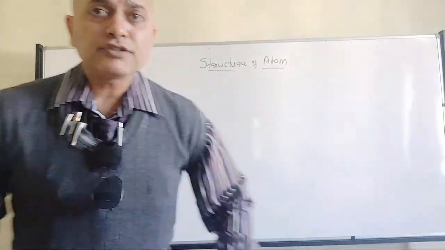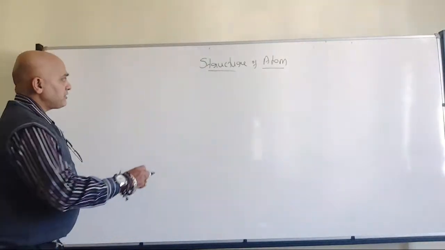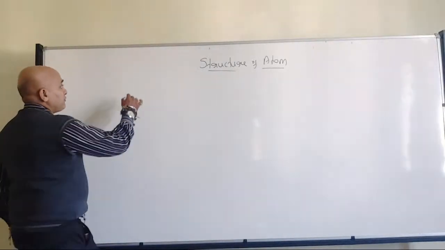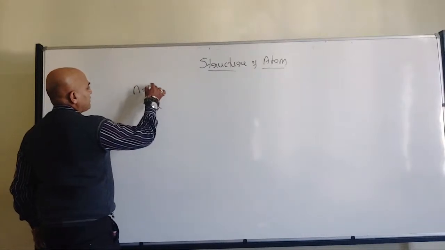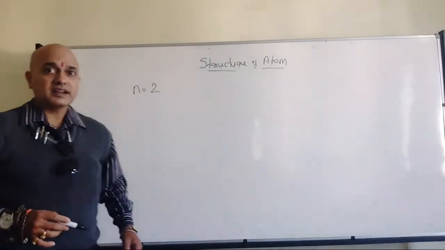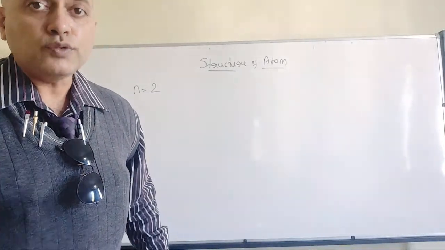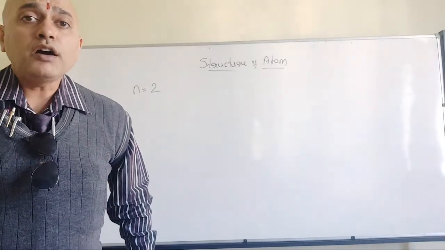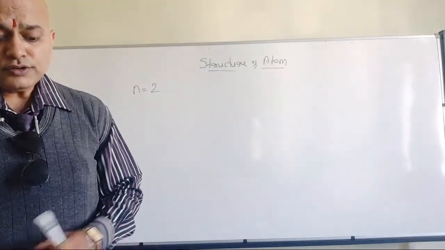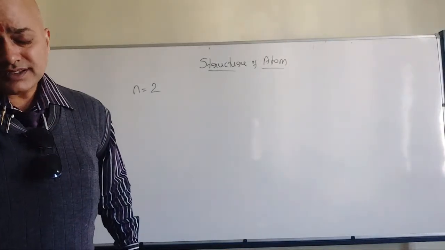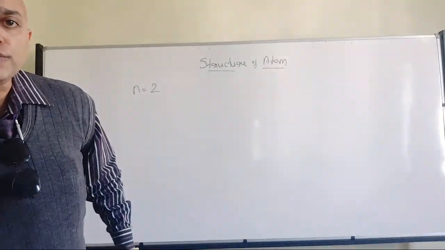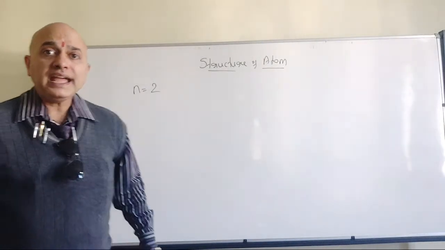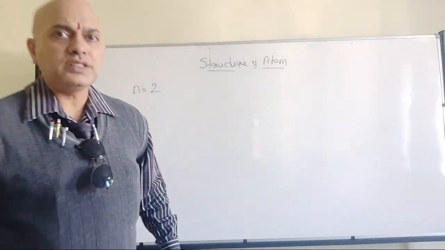What was the question? That one was related to calculating the total number of orbitals and total number of electrons when n is equal to 2. So when n is equal to 2, what will be the total number of electrons and total number of orbitals? That was the question. Now when they are telling n is equal to 2, that means they are talking about energy level 2. Only one I will solve.